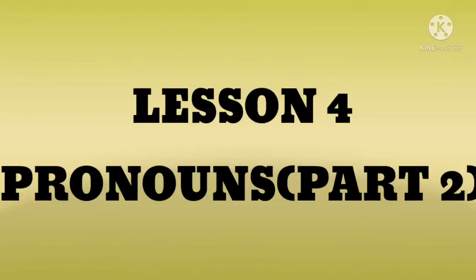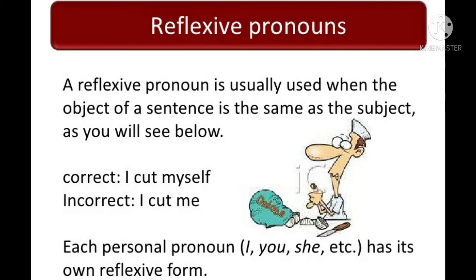We were doing lesson 4, pronouns, from the grammar book, the Grammarite, and we were dealing with the types of pronouns. Let's continue with the next type of pronouns, that is reflexive pronouns. As you can see on the screen, a reflexive pronoun is usually used when the object of a sentence is the same as the subject.